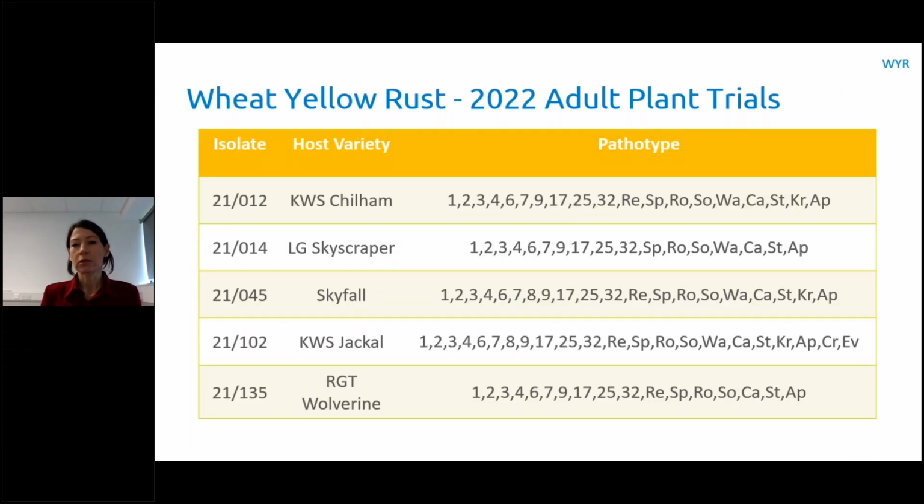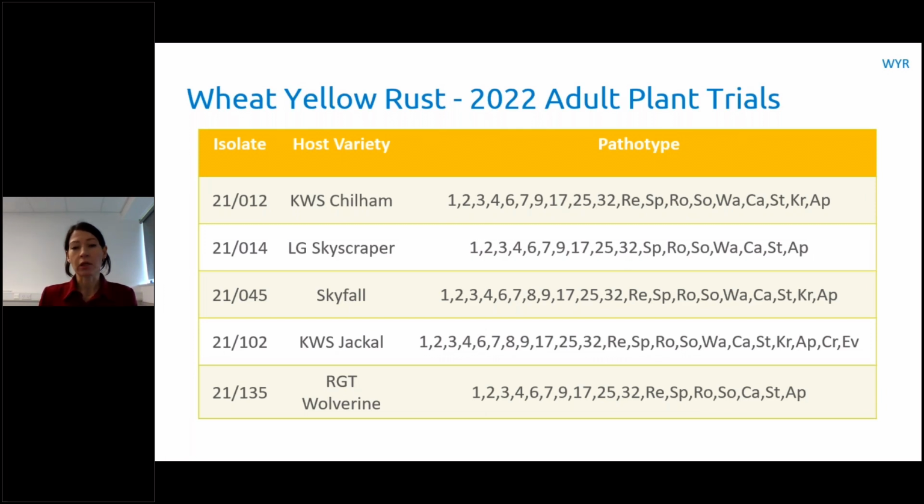Before I start, I'd just like to point out the letters in the top right-hand corner, so you'll always know what disease I'm currently talking about. We have WYR for wheat yellow rust, and then when I go on to the wheat brown rust, it will change to WBR. Firstly, we're going to start with the wheat yellow rust adult plant trials.